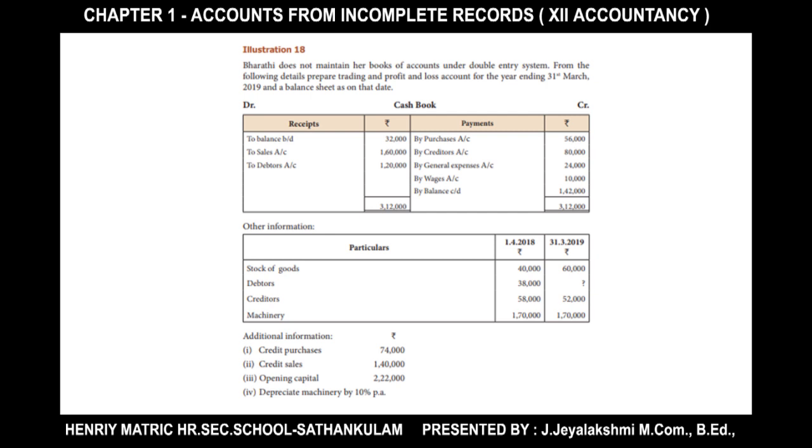Other information given: stock of goods, opening and ending, and debtors are given. Here we have to calculate the ending, nothing but the closing, debtors. For that only we are preparing the total debtors account.